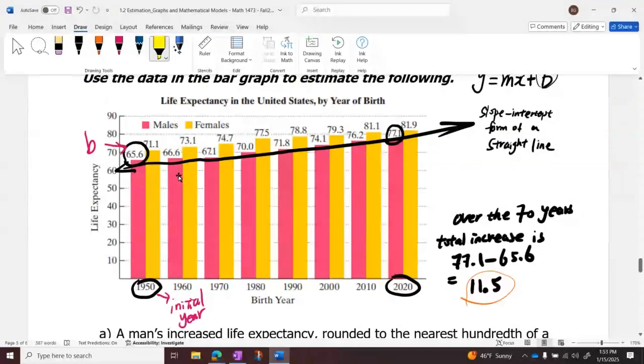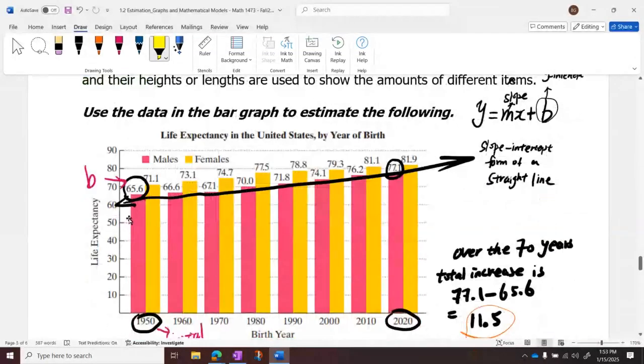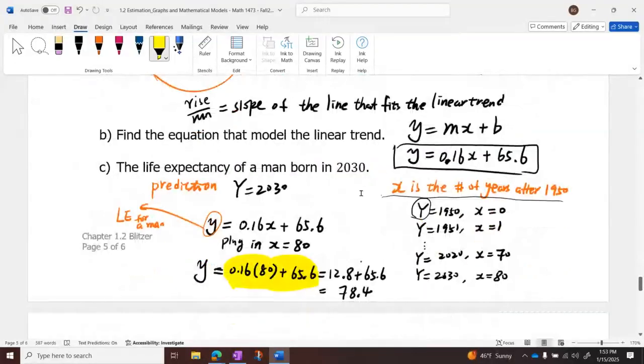Part B would require you to find the equation for the linear model. We use the slope-intercept form of the straight line. And how do we find the values of m and b? M, the slope, is the answer from your part A. B is the number on top of the initial year. And that's how you have the model. Once you have the model, you can predict the value of y for a year in the future.